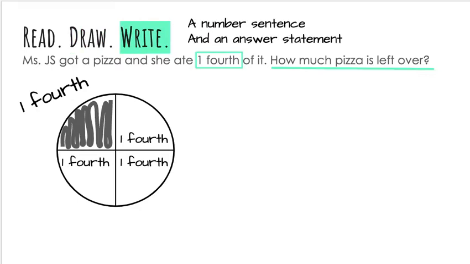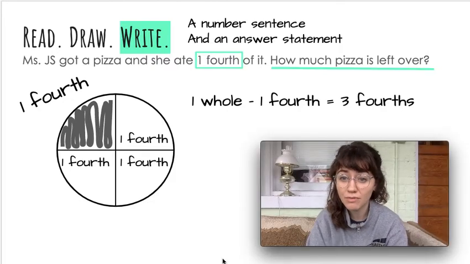Next, I'm going to write a number sentence and an answer statement. Writing a number sentence for this is a little bit unusual, but let's think about parts and wholes. We started off with one whole, and then we took away one part because Miss J.S. ate that part, right? And we want to find out how much pizza is left over. So we had 1/4, 1/4, and 1/4 left over. That's 1, 2, 3/4 left over. So my number sentence might be 1 whole minus 1/4 equals 3/4.